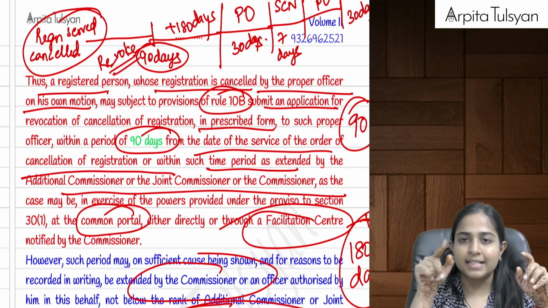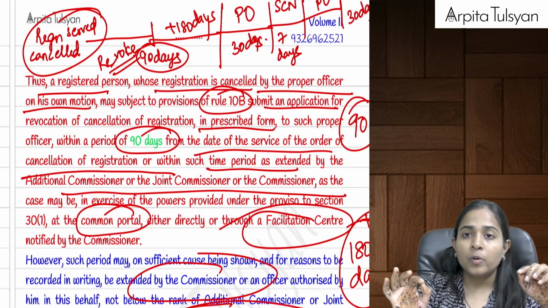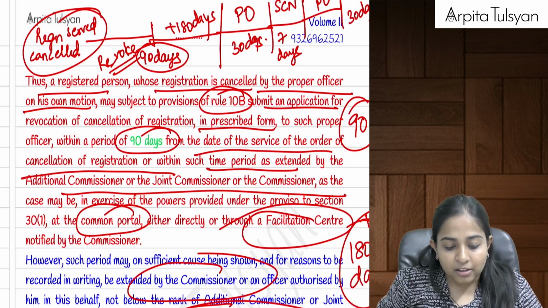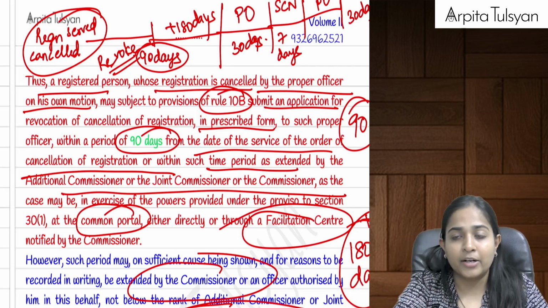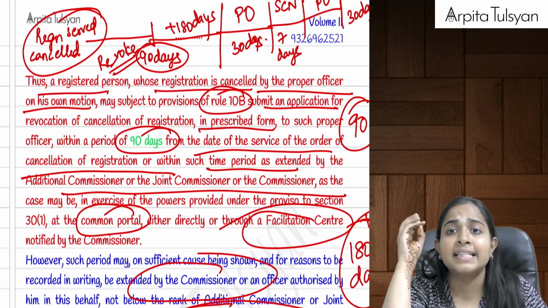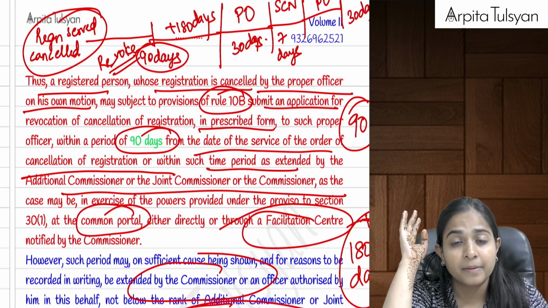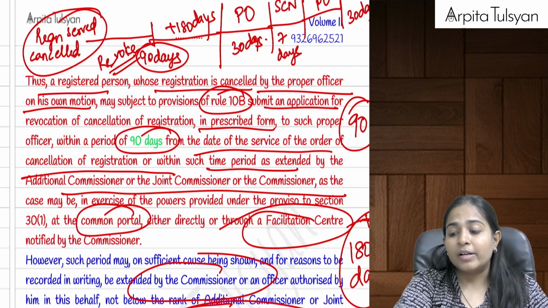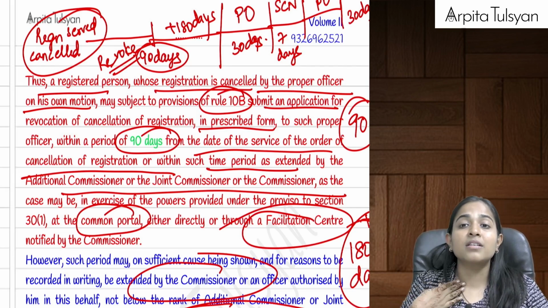Let's say the department cancelled my registration. It will first give me a show cause notice, to which I was supposed to reply within a period of 7 days. Imagine my reply is not satisfactory, so it will pass a cancellation order, and it was served on me.